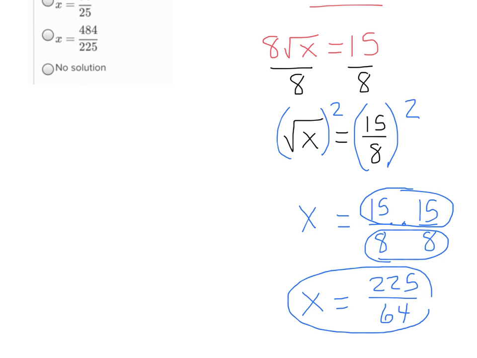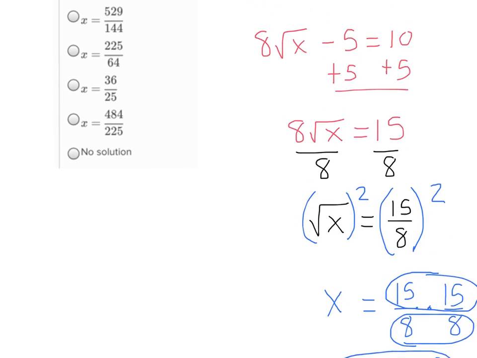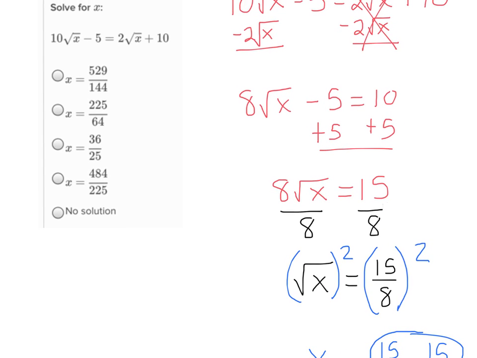We solved for x. Now let's go and see if 225 over 64 is an answer choice. And when I look, I don't see 225 over 64. Oh, yes I do, right here. So that's our answer. X equals 225 over 64.